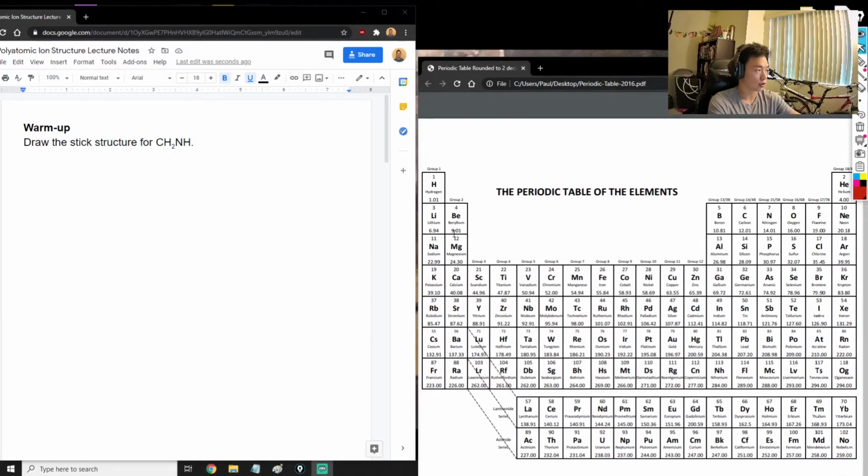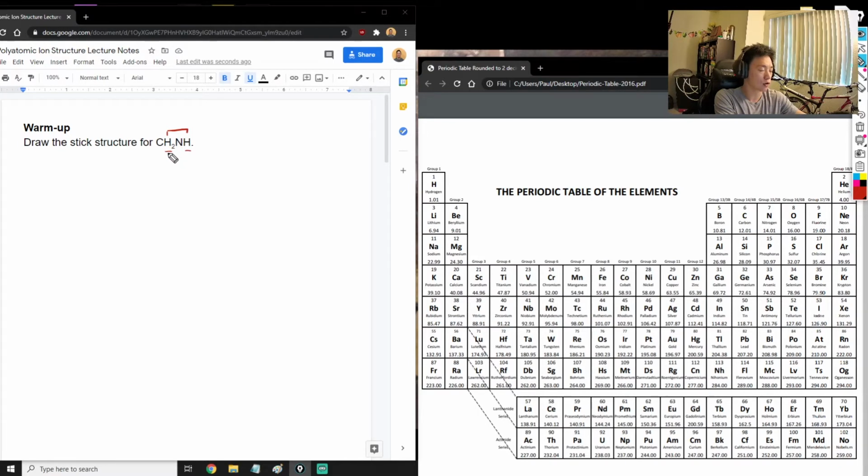Alrighty guys, so in this lecture we're going to be talking about something called polyatomic ions, but before we get into that, let's do a little quick review of how to draw covalent compounds. So when you have a structure like this, CH2NH, you're going to notice that the H's are split up. There are three different H's in this molecule, but they're split up.